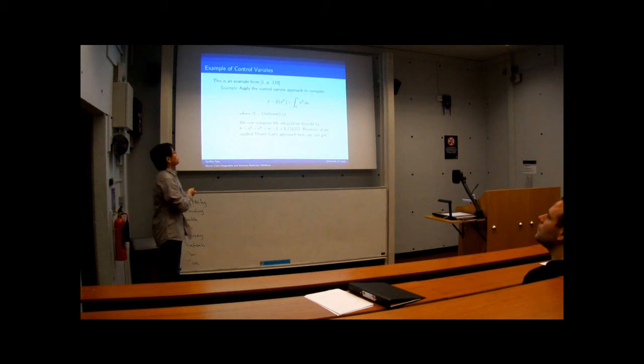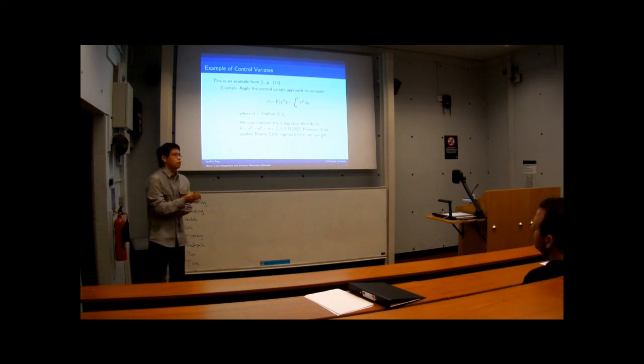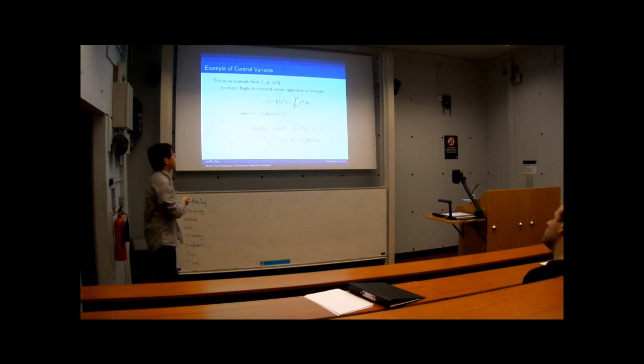We want to compute the integral of e to the power of u du, and u comes from a uniform distribution from 0 to 1. Since this is not a complicated function, we can calculate the exact value directly by integral, and the answer is 1.71828. However, if we apply the plain Monte Carlo approach here, we can get the variance of this is equal to 0.2420351. This is the variance.